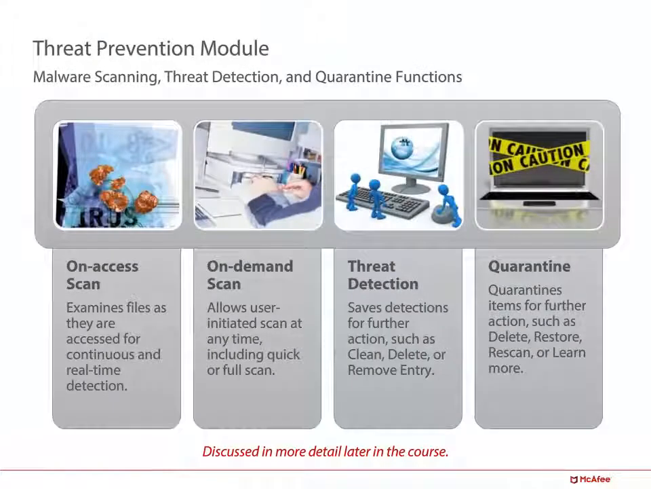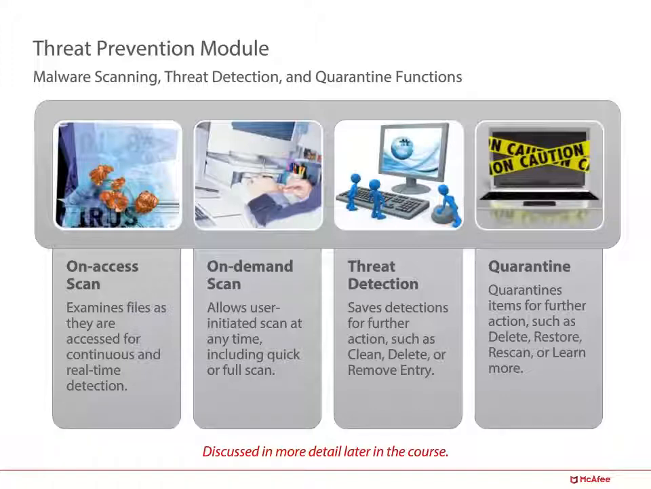The threat prevention module feature actually has several main features to this module. You have the malware scanning, our threat detection, and quarantine. You're going to see how we can quarantine the different files. The on-access scanner is where it scans the files when you access it. So when the person is sitting there doing their job and they're clicking around or opening documents, anything like that, it's scanning the files in real time.